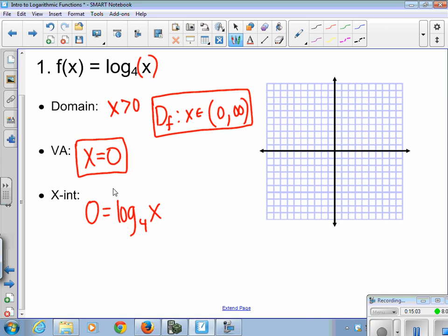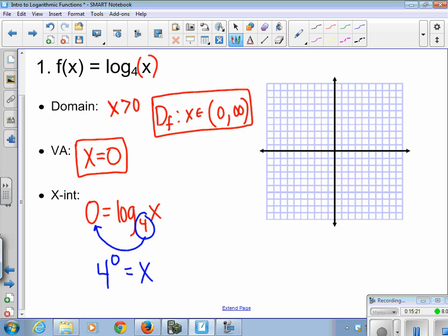Now, we're going to use what we just did to help us solve this. So I'm going to shell snail. And when I shell snail, you'll see that I get to solve for x. So 4 to the 0 equals x.